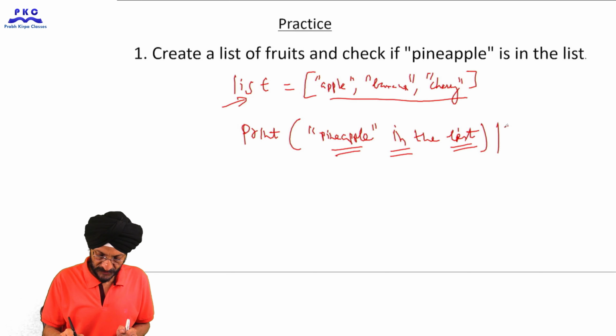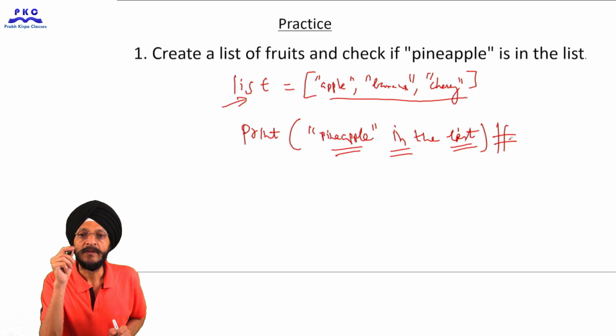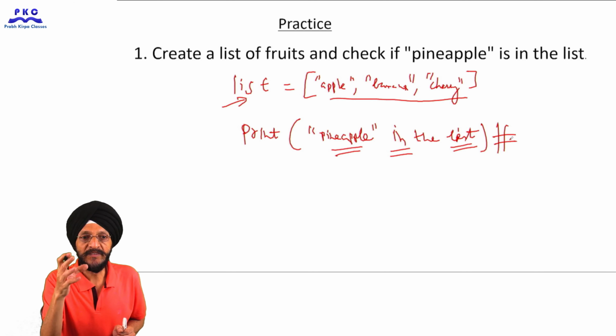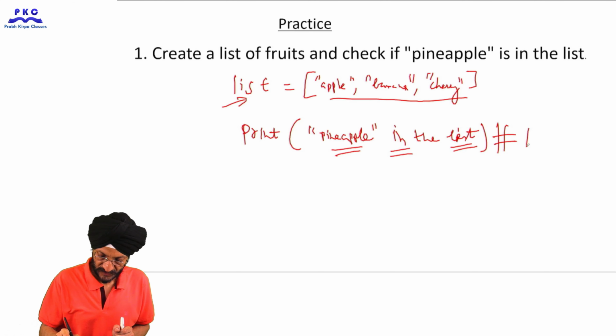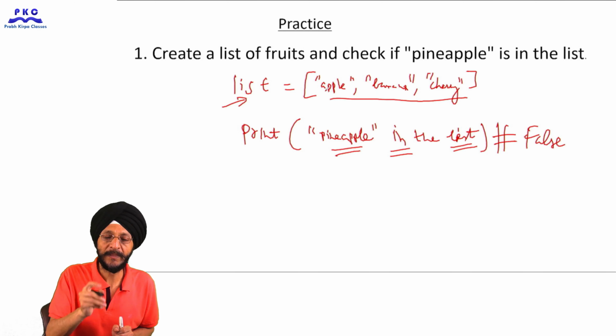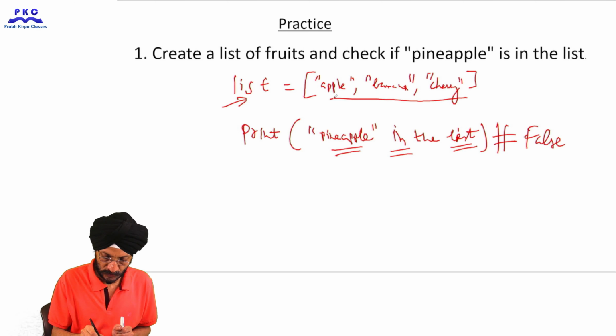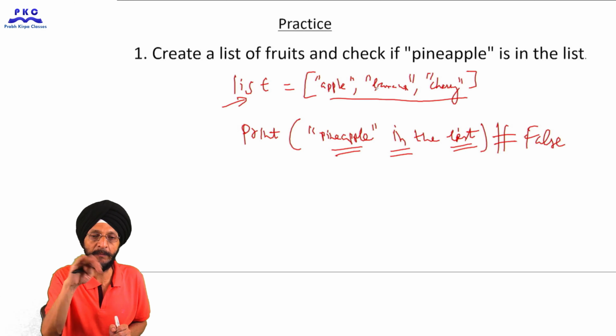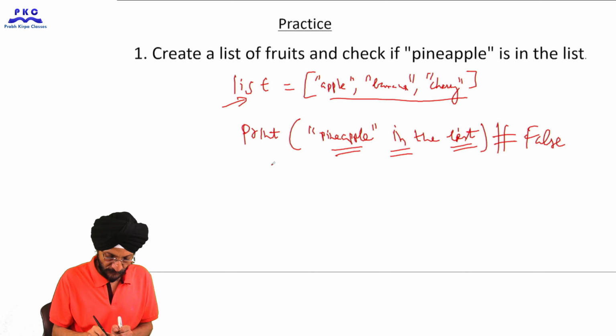So what will be the output? The in operator will give the output as false because pineapple is not there in the list, because only three types of fruits are there: apple, banana and cherry, and pineapple is not there.